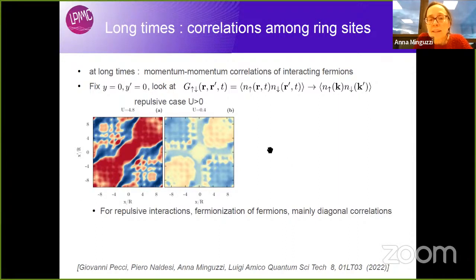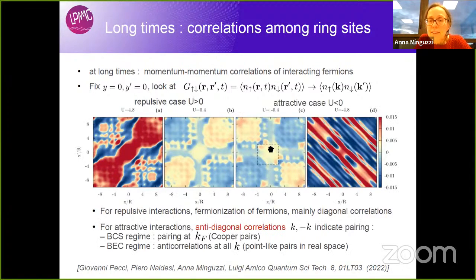First of all, let's look at what happens for repulsive fermions. The correlations are mainly across the diagonal, k equal to k prime. Now let's turn on attractive interaction. And we see that indeed correlation emerges in this case along the anti-diagonal, k minus k prime. This is a clear indication of pairing. At weak interaction, we have some correlation essentially around the Fermi sphere, the Fermi points in one dimension. And at strong attractions, we have a correlation all across the diagonal, indicating that we have point-like pairs in real space.